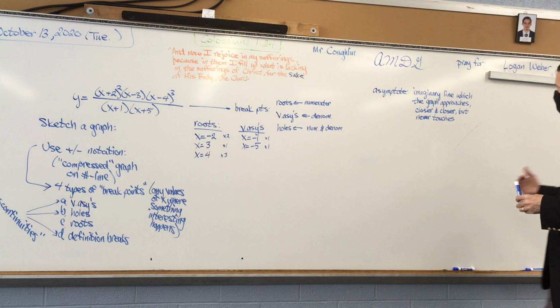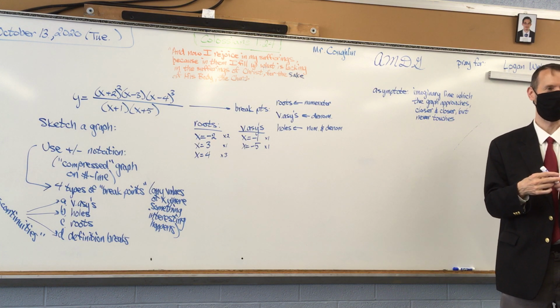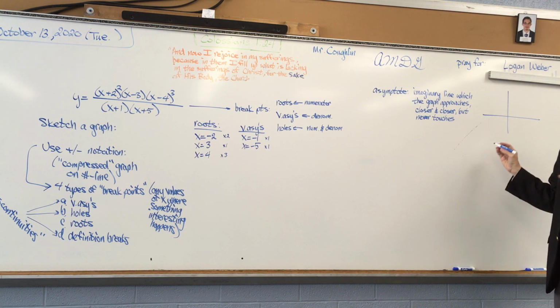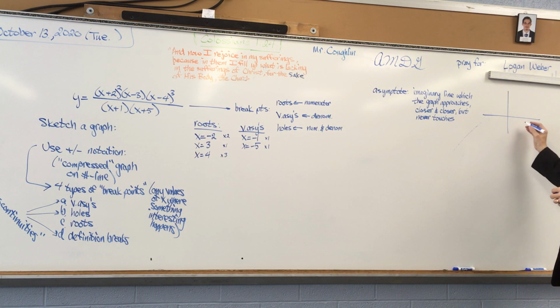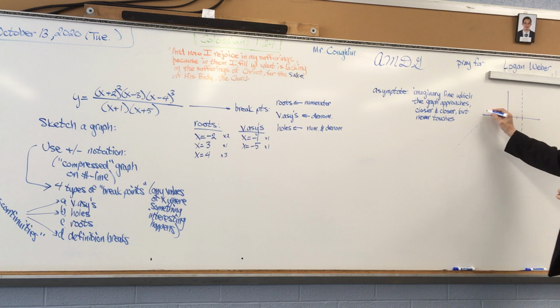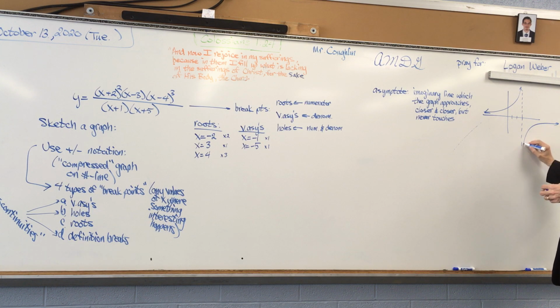An asymptote is an imaginary line which the graph approaches closer and closer, but never touches. For example, take a look here. Here's an example of a vertical asymptote at x equals 3. Here, you notice the graph is getting closer and closer and closer to it, but it never touches. It'll go infinitely far out.